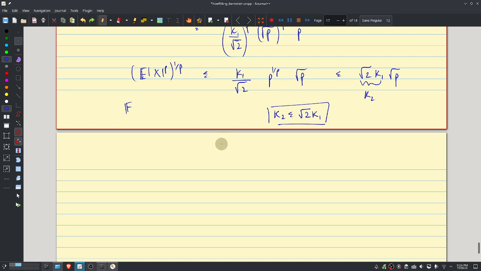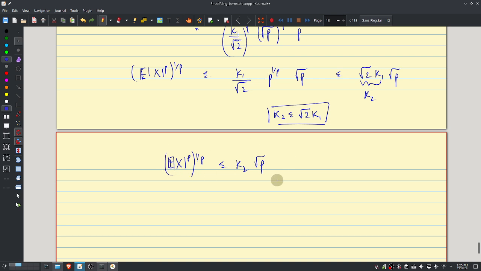I know that expected value of mod x whole to the power p raised to 1 by p is less than or equal to K2 times square root of p. And suppose that K2 is the best possible constant which satisfies this. What I know is that for sure this best K2 is at most square root of 2 times K1, right? Because the square root of 2 was obtained by taking sort of a loose bound on p raised to 1 by p anyway.